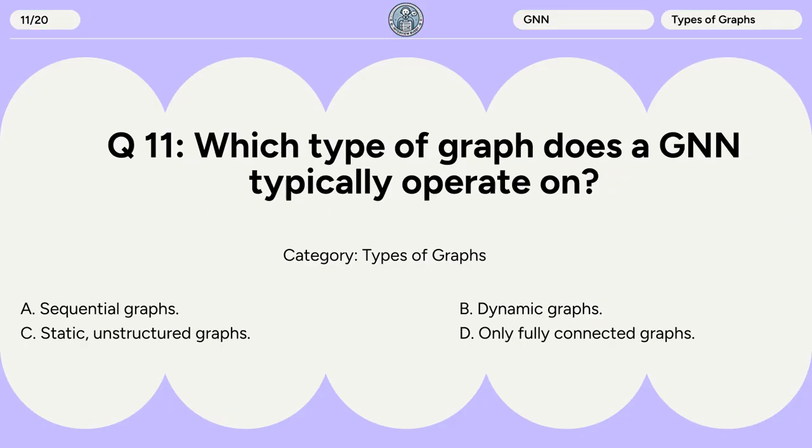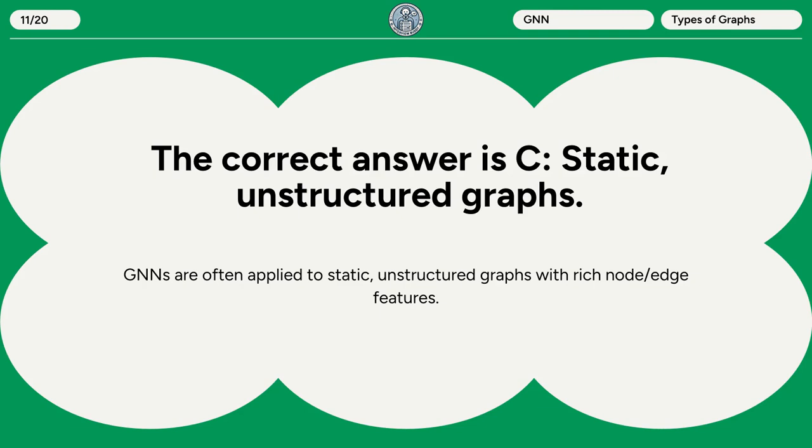Question 11. Which type of graph does a GNN typically operate on? A. Sequential graphs. B. Dynamic graphs. C. Static, unstructured graphs. D. Only fully connected graphs. The correct answer is C. Static, unstructured graphs. GNNs are often applied to static, unstructured graphs with rich node, edge features.